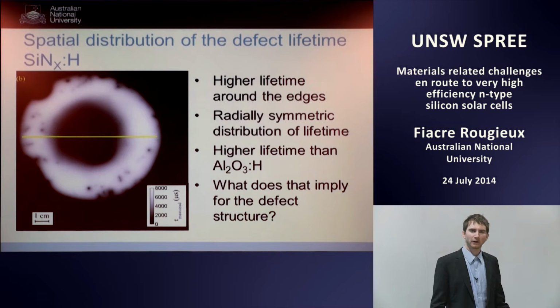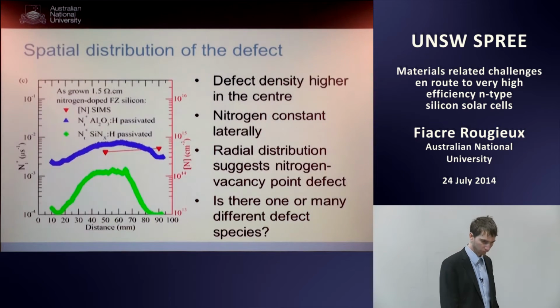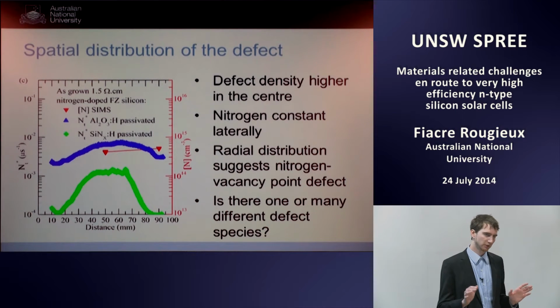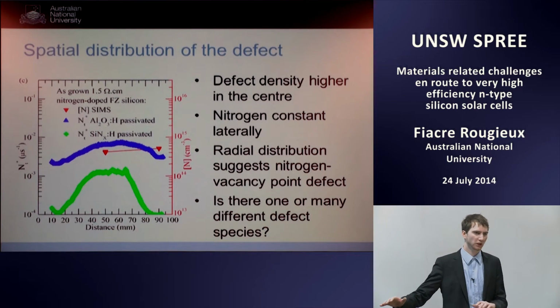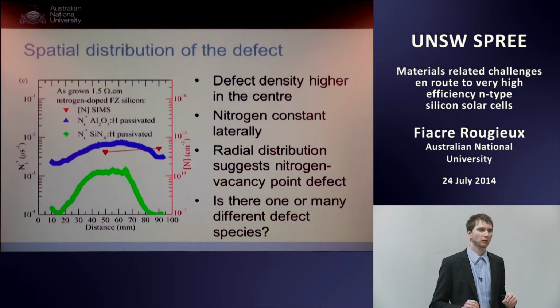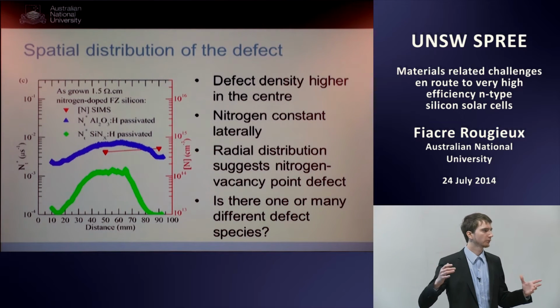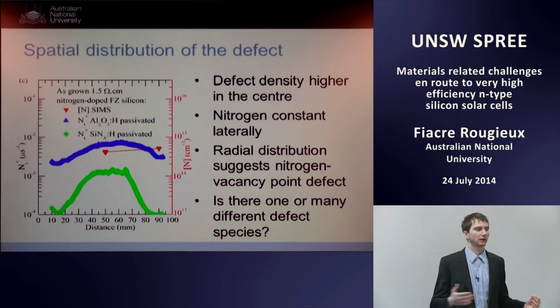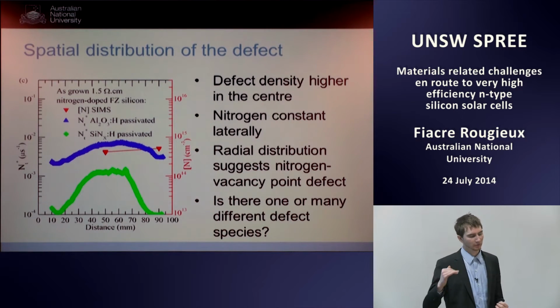So what does that imply for the defect structure? From the lifetime measurements, from the spatial distribution of the lifetime, we are in low injection. We can extract the defect density as we've done before. So it's just the inverted lifetime minus the inverted intrinsic lifetime. And so this is what this graph shows.